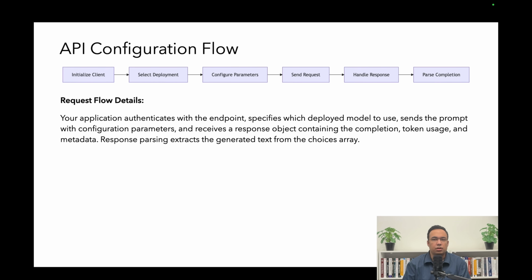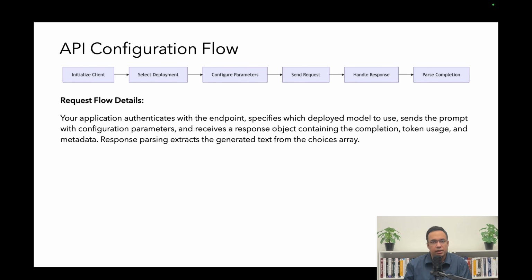Now let me walk through the complete request flow so you can understand what happens when you make an API call. The flow starts with initializing your client with authentication credentials, then you select which deployment you use, then you configure the parameters like temperature and max tokens, then you send the request, and then you handle the response from the service, and finally you parse the completion from the response object.